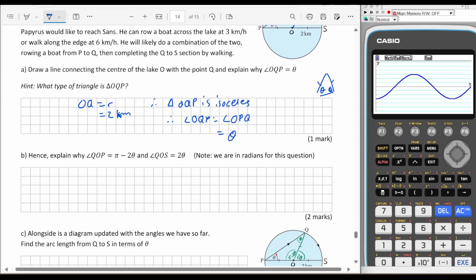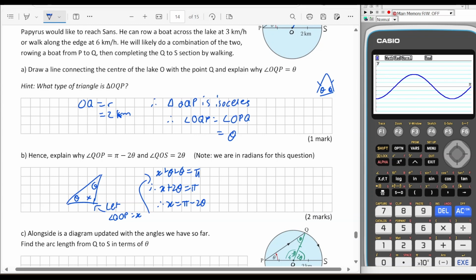So if we look at the triangle on the bottom, so we've got theta and theta there. So if I just let angle QOP equal x, so we're going to have x plus theta is 180, but it's not 180 because we're in radians, it's pi. So x plus 2 theta is pi, so x is pi take 2 theta.